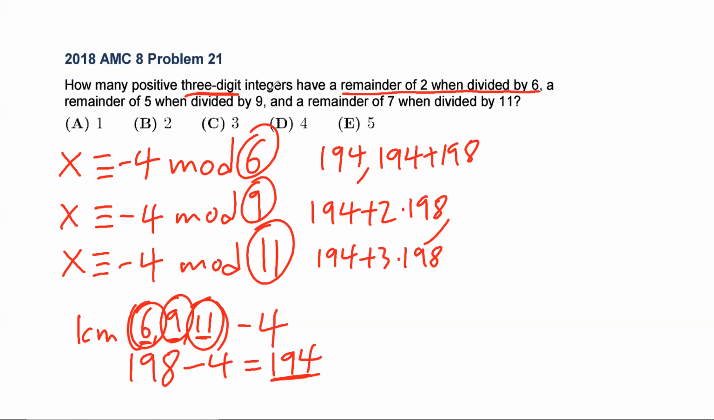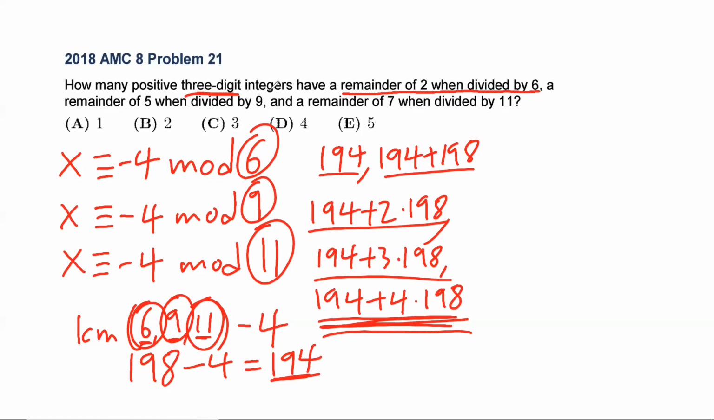So the largest one here is, I believe, 194 plus 4 times 198. And this gets you just shy of 1,000, which means you can't go over it. So ultimately, there are 5 numbers: 1, 2, 3, 4, 5. So the answer is E.